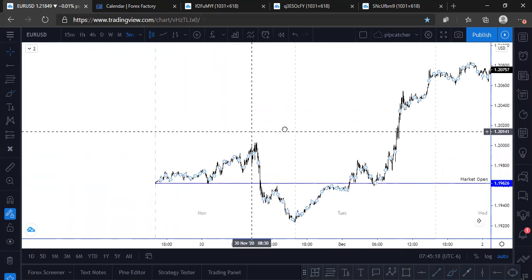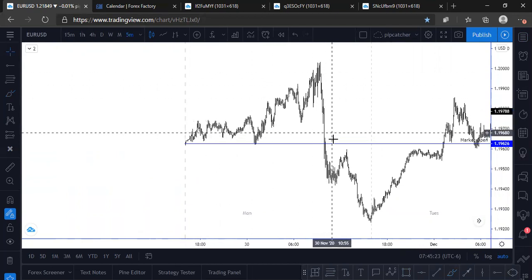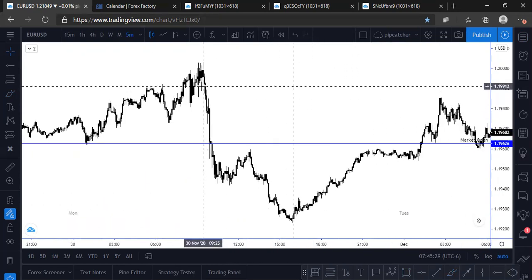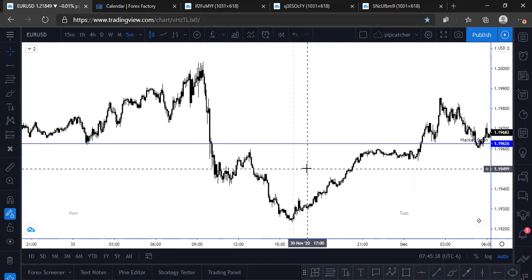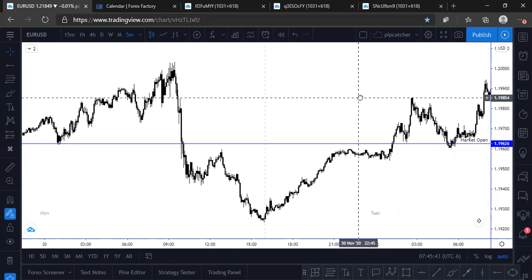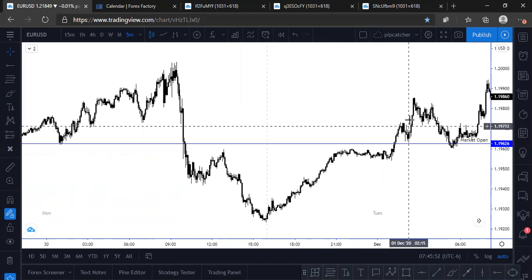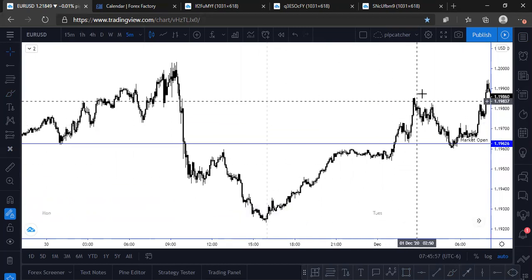But in this instance right here, what we see is market open and then eventually the market has this huge shift to the downside, creating that low on Tuesday. So if we look in this area, we can see after around London session, we start trading back up above the market open, above this high, right?